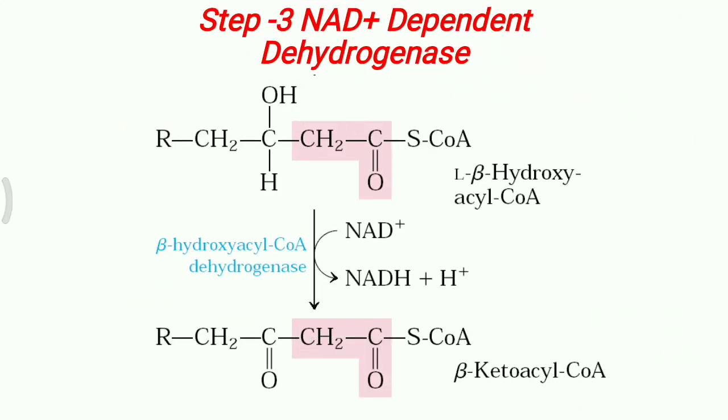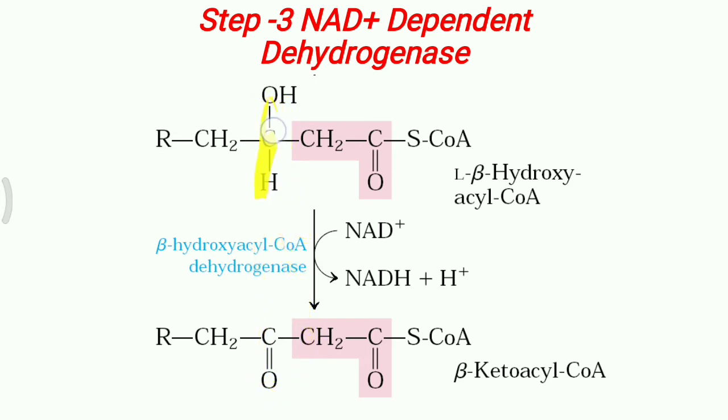Now next is the NAD plus dependent dehydrogenase. Whatever hydroxyacyl CoA contains the hydroxyl group, from that molecule of CH2 and CHOH, two hydrogens are removed and donated to NAD plus, making NADH. Again this NADH which is generated helps in the formation of 2.5 ATP in the electron transport chain. But when two hydrogens are removed, again what happens?